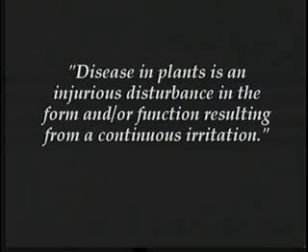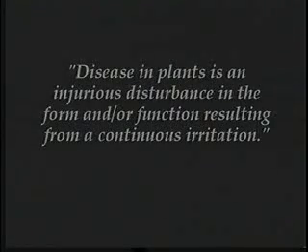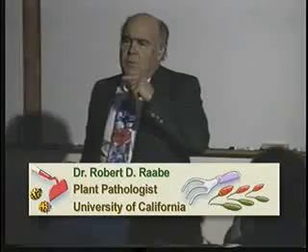Disease in plants, of course, is an injurious disturbance in the form and/or the function resulting from a continuous irritation. Before we can have disease, we have to have some things present. First of all, we have to have a plant, but not only a plant, we have to have a plant that is susceptible to any given problem. And so we have a special term for that. We call that a suscept.